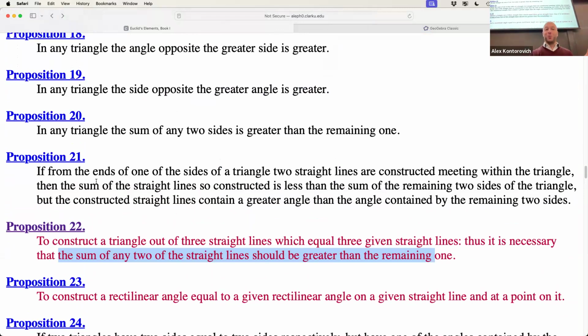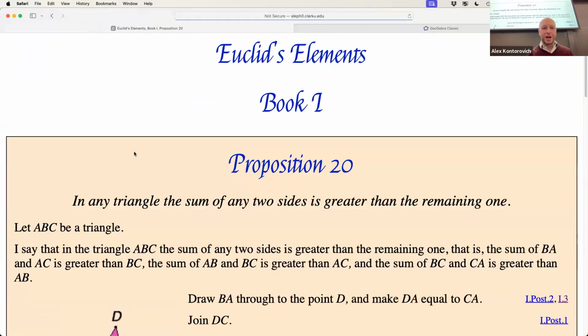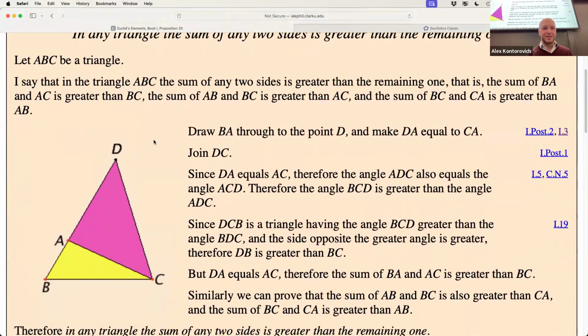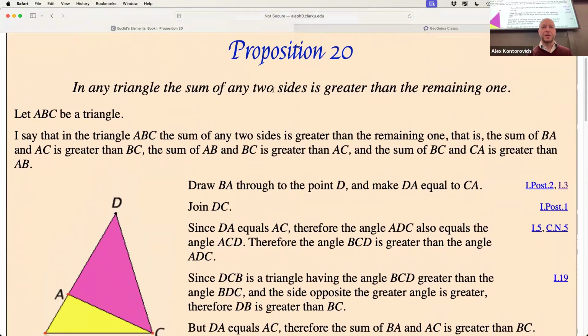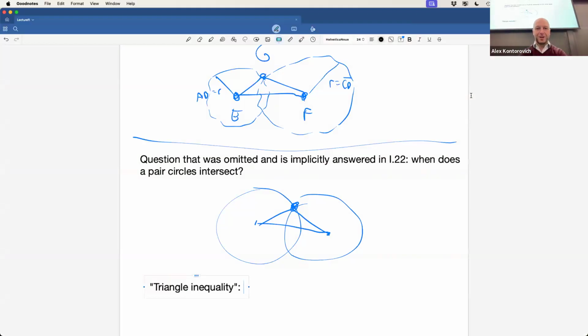So I-21, see, the beautiful construction is I-21. Okay, sorry. I-20, I guess, is: in any triangle, the sum of any two sides is greater than the remaining one. I-20 is the one. The sum of any two sides is greater than the third.